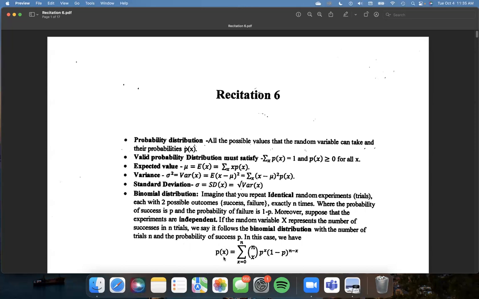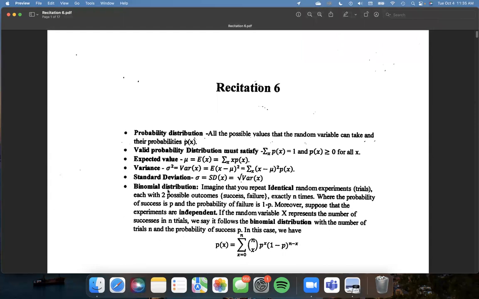In this case, we have the probability of X equals n choose X times P to the X times 1 minus P to the n minus X, where X goes from 0 to n.